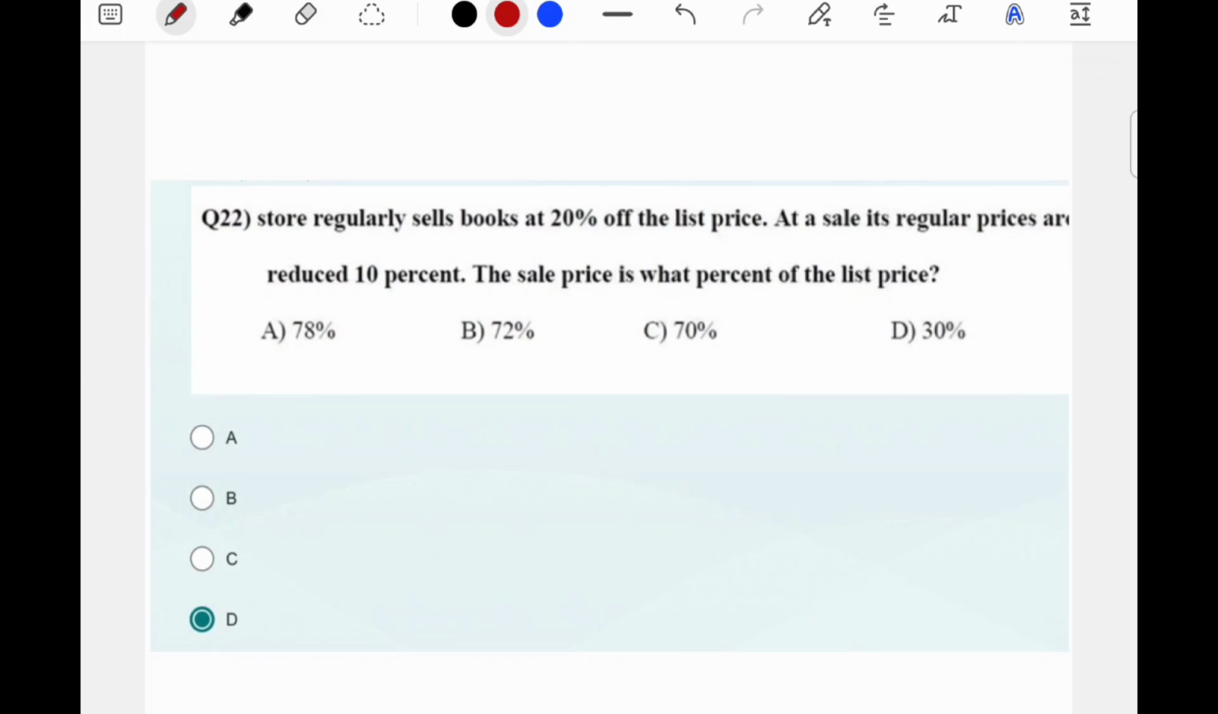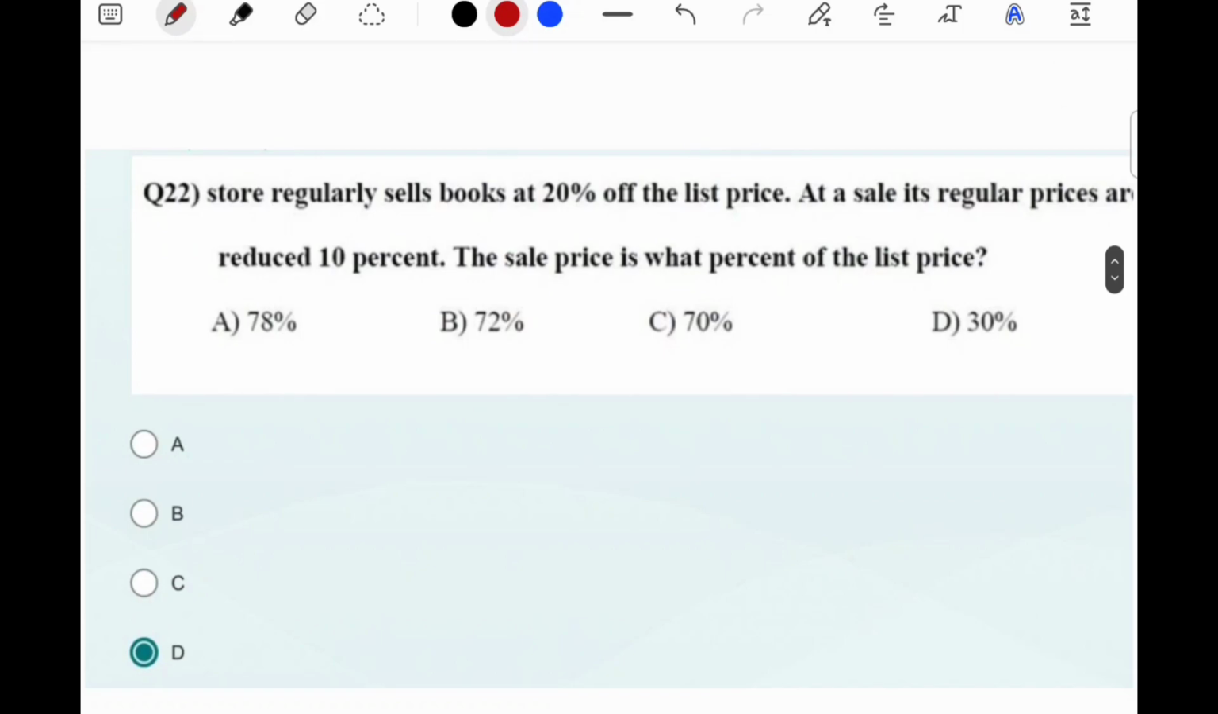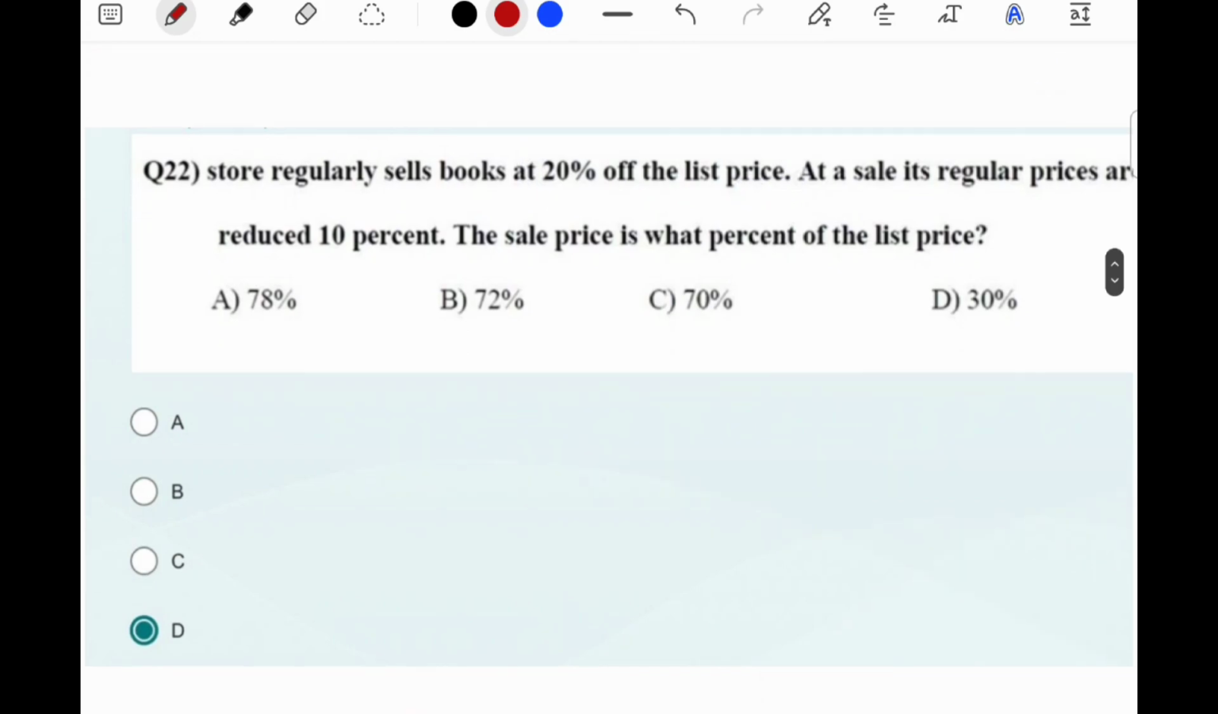So we have a store regularly sells books at 20% off the list price. The next question talks about discounts using percentages. So you have a store that regularly sells books at 20% off the list price. So let's call the list price LP. And then the regular price that is usually sold, let's call it RP.